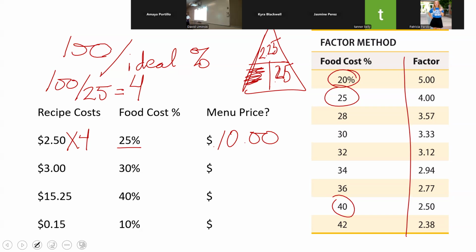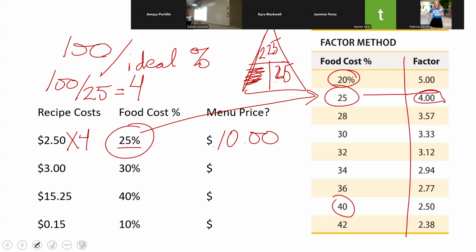So, Amaya, what's your question? I think you answered it because I was wondering where the 4 came from. Yeah, so that's our factor. We have our 25% right here, and so this is our factor of 4. So the factor method allows you to just simply multiply the cost by whatever the factor is, right? If we wanted to have a 25% food cost, we just multiply everything by 4. And that would just give us our suggested selling price with a 25% food cost.